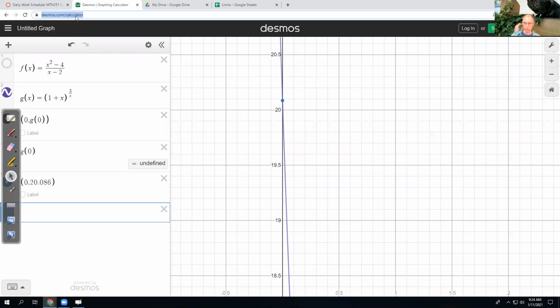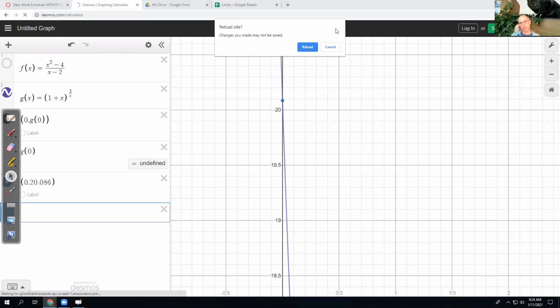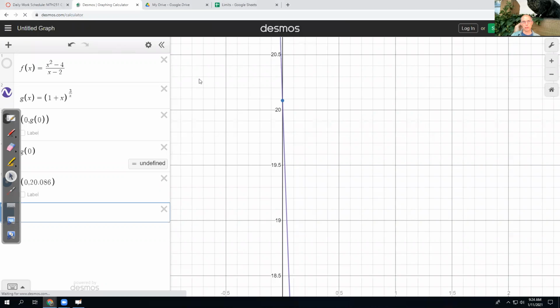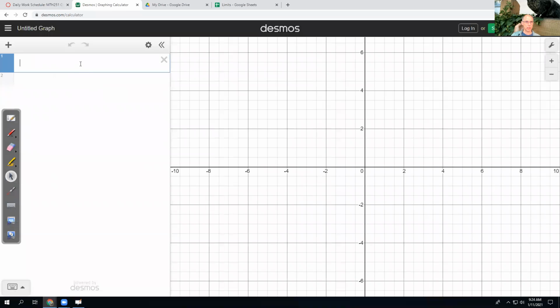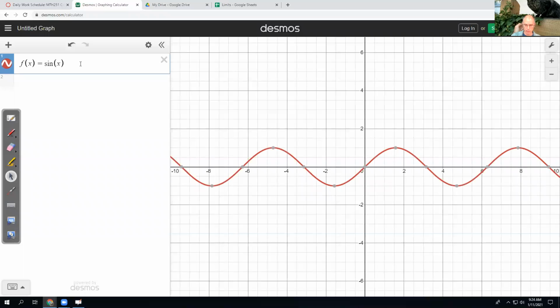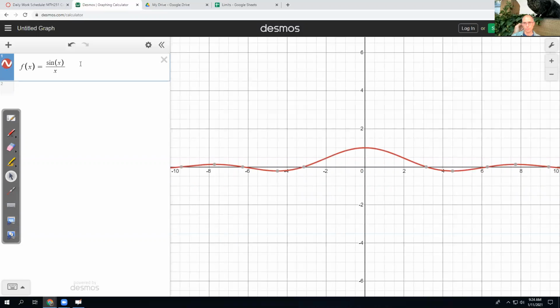So let's reload Desmos. I don't need that stuff at the moment. Come on. There you go. And let's give it a name, f of x for lack of imagination, and the sine of x divided by x. So looking at the graph, it looks like there's an answer right there, okay?